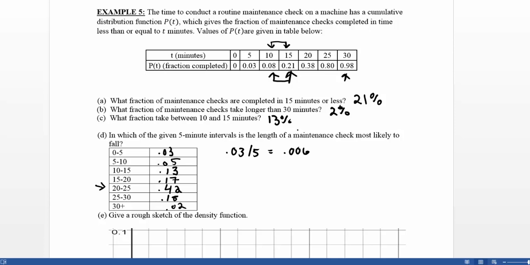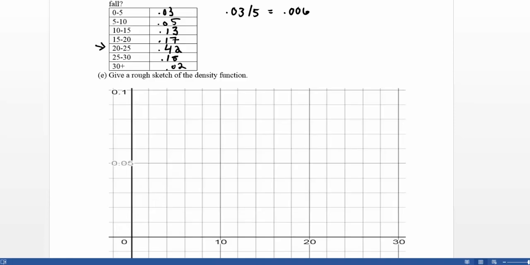0.006. So that means that from time 0 to time 5, the height of that block has to be 0.006 because all outcomes are equally likely in this scenario. So whether it's 0 minutes, 1 minute, 2 minutes, 3 minutes, 4 minutes, 5 minutes, they're all equally likely. That's why the top of our rectangle is going to be horizontal. So let's graph this first piece and then we'll see how to add the others.